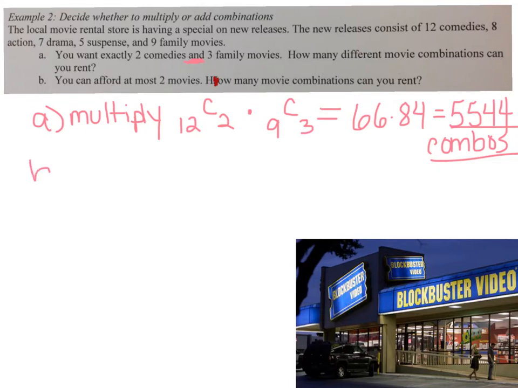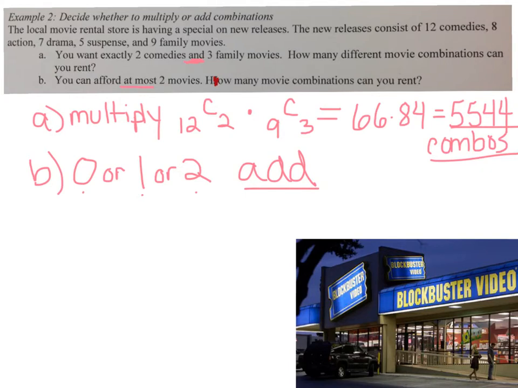Alright, part B. You can only afford at most 2 movies. How many movie combinations could you rent? So you could rent 0 movies, right? That's one situation. Or you could rent 1 movie, or you could rent 2, because it says at most 2. So we need to add each of these groups together.